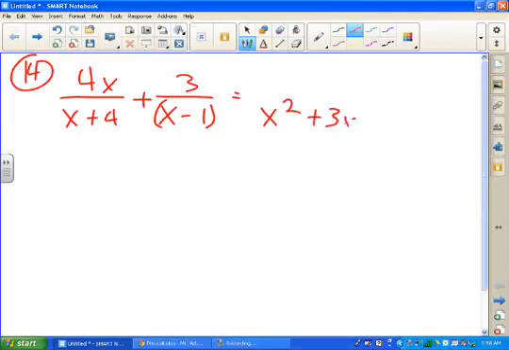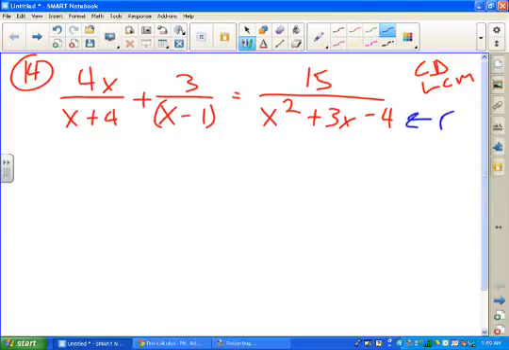We have 4x over x plus 4 plus 3 over the quantity x minus 1, and that's set equal to 15 over x squared plus 3x minus 4. Now, normally whenever we deal with fractions, we need to have a common denominator, or sometimes we'll call that the lowest common multiple. The way that we find the lowest common multiple, or least common multiple, depending on what textbook you read, is that we take all the factors of all the denominators, find out which ones they have in common, and then we raise those to the highest power.